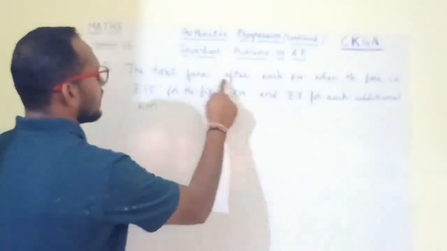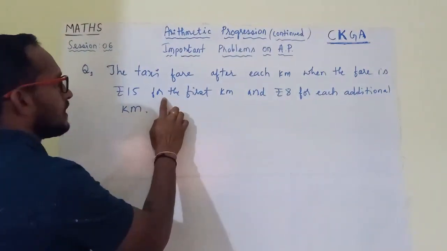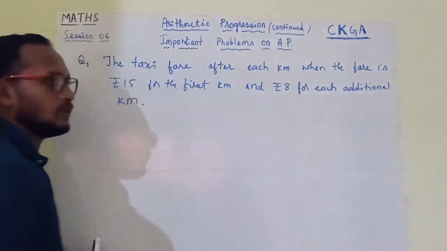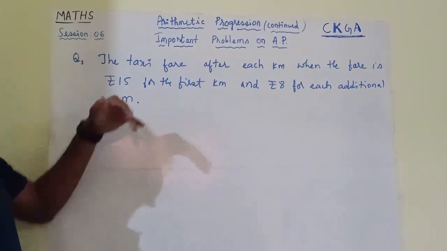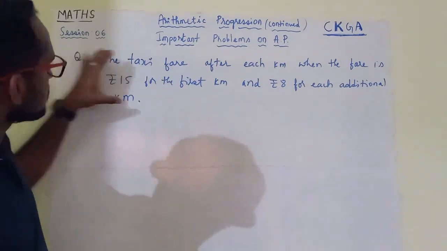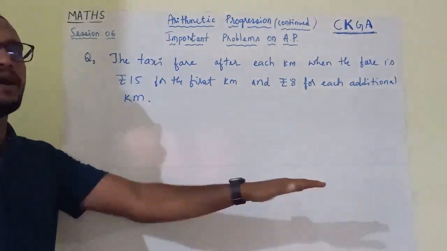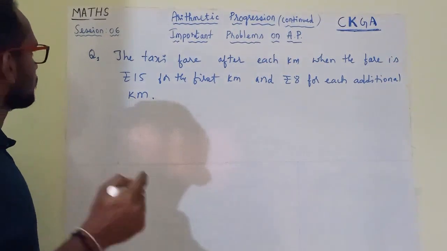The taxi fare is rupees 15 for the first kilometer and rupees 8 for each additional kilometer. I want to check whether the sequence obtained from this verbal statement is an AP or not. So now let's break this down.